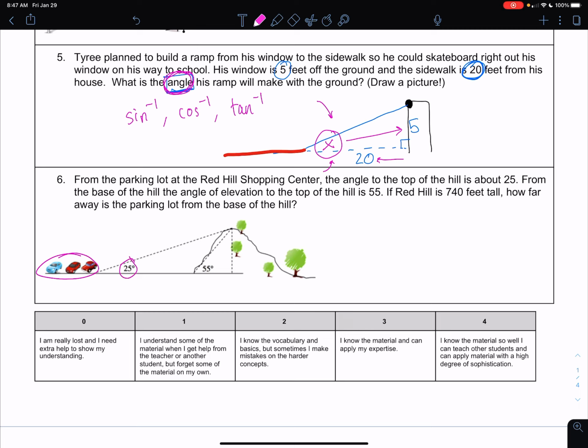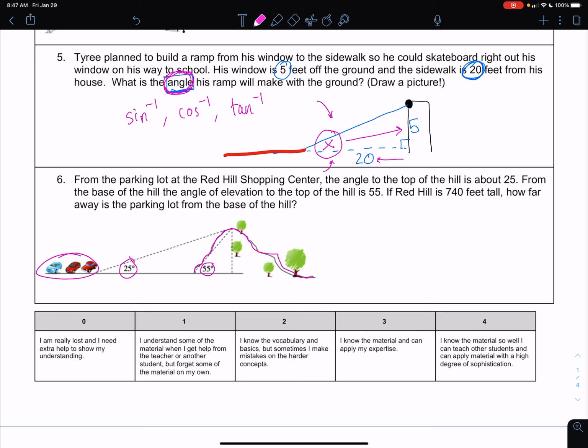Now, from the base of the hill, you see these squiggly lines in here. I'll try to draw my pink marker on the squiggly lines. Ooh, that was bad. That's our hill. So the base of the hill is kind of like the bottom, and that's where you see the 55 degrees. It says from the base of the hill, the angle of elevation to the top of the hill is 55. Now, it says if Red Hill is 740 feet tall, how far away is the parking lot from the base of the hill? Thinking about how something is tall, it's always measured from the ground up.